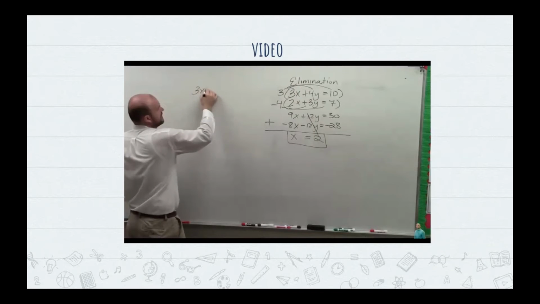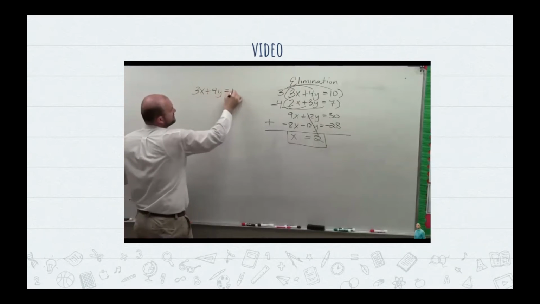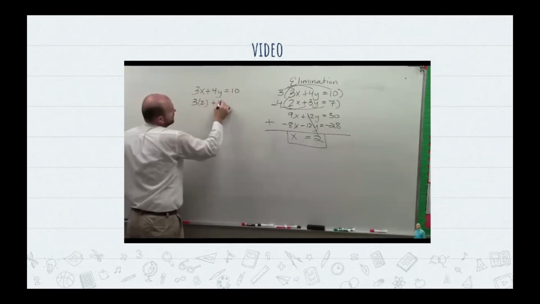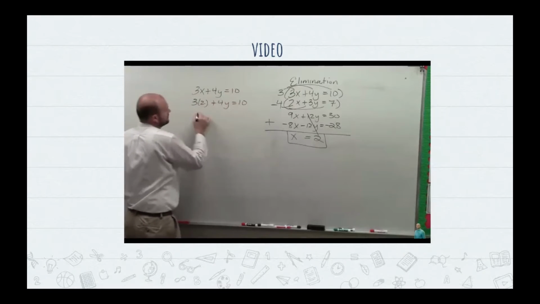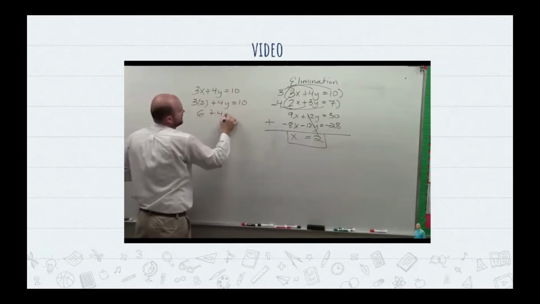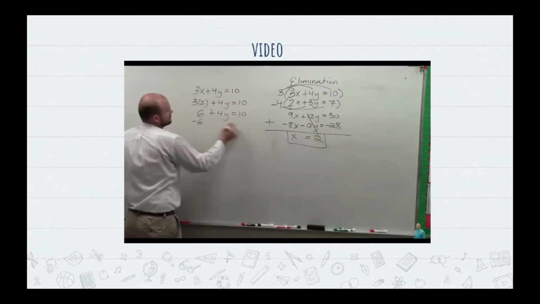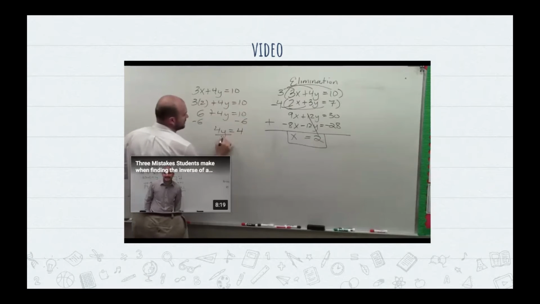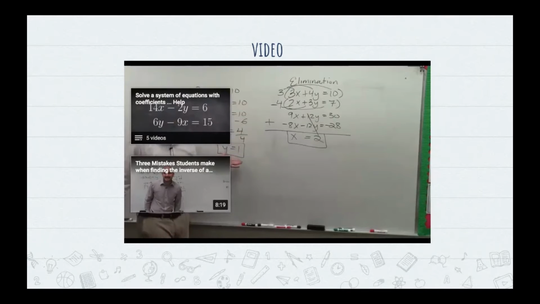So I'm going to say 3x plus 4y equals 10. I know what x is. 3 times 2 plus 4y equals 10. 6 plus 4y equals 10. Subtract 6, 4y equals 4. Divide by 4, divide by 4. Y equals 1. So again, ladies and gentlemen, we have a coordinate point of (2, 1).